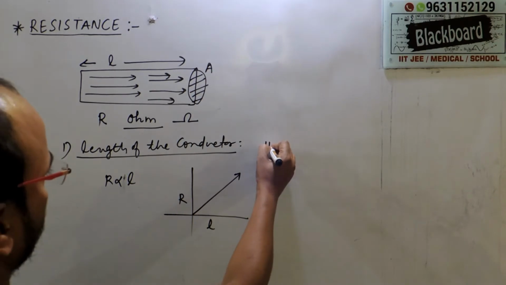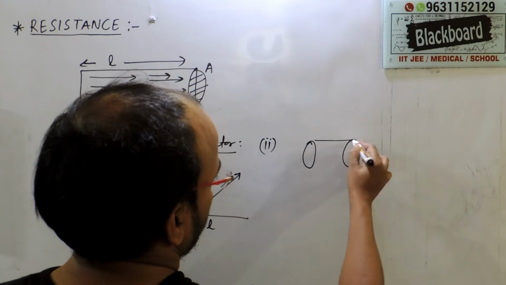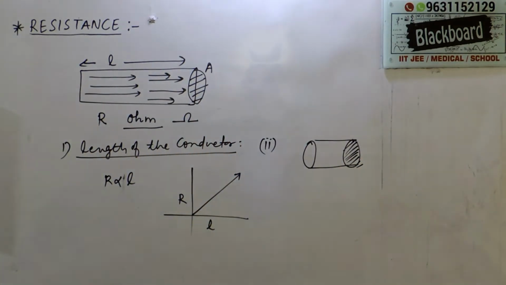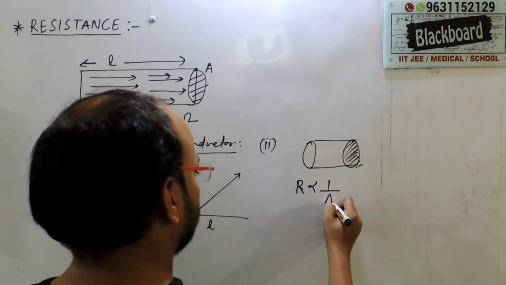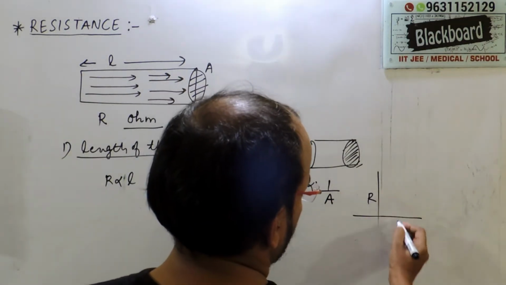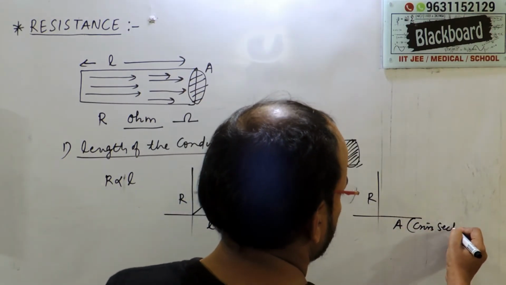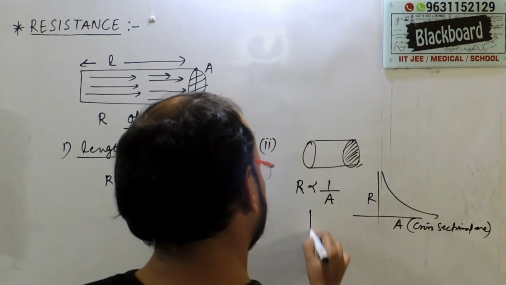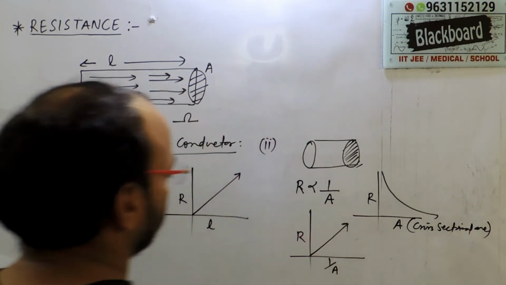Second term is the cross-sectional area. This area is called cross-sectional area. Resistance of the conductor is inversely proportional to cross-sectional area. That means if you trace the graph between R and cross-sectional area, you will get a graph like this. And if you trace R against 1 by A, your graph will be like this.